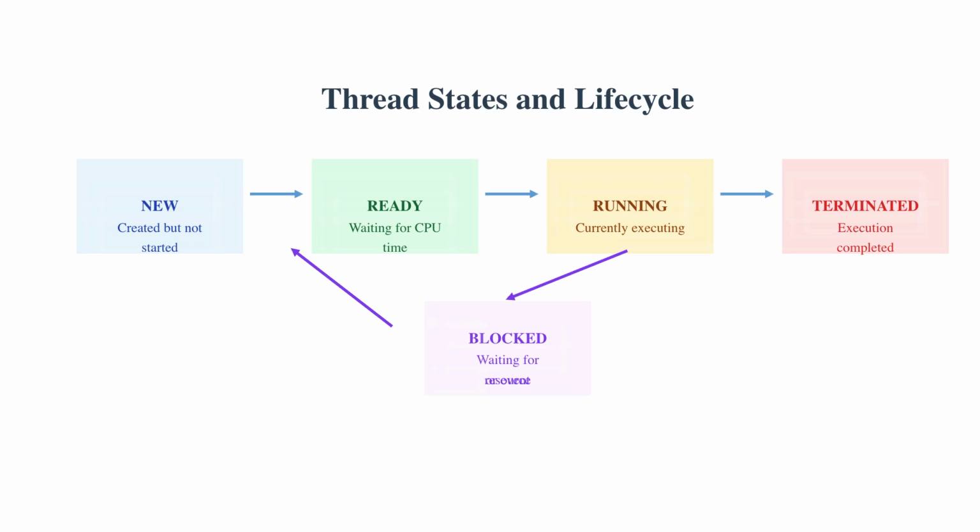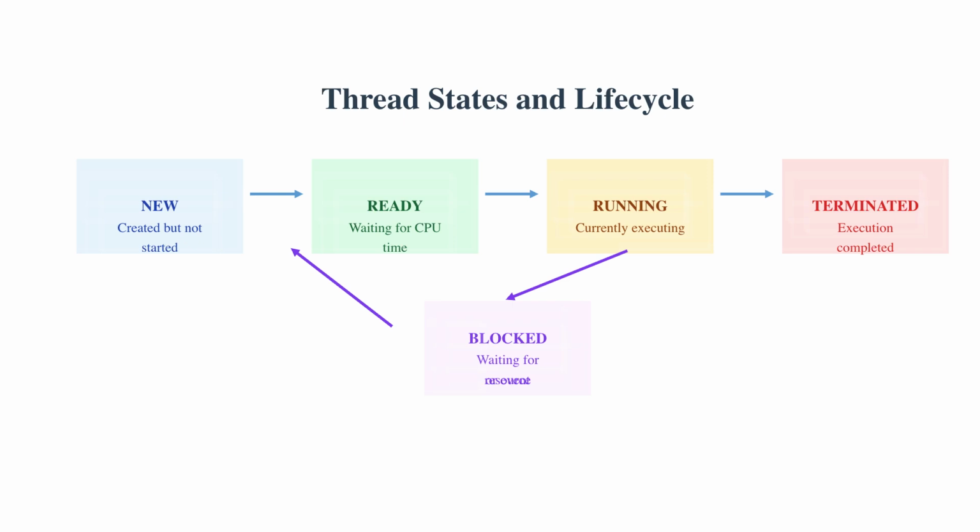Now that we've established the differences between threads and processes, let's dive into understanding how threads actually behave during their lifetime. We're going to explore the thread lifecycle, the different states a thread can exist in from creation to completion. This diagram shows us the 5 fundamental states that every thread goes through during its life cycle. Think of this as a roadmap that describes exactly where a thread is and what it's doing at any given moment.